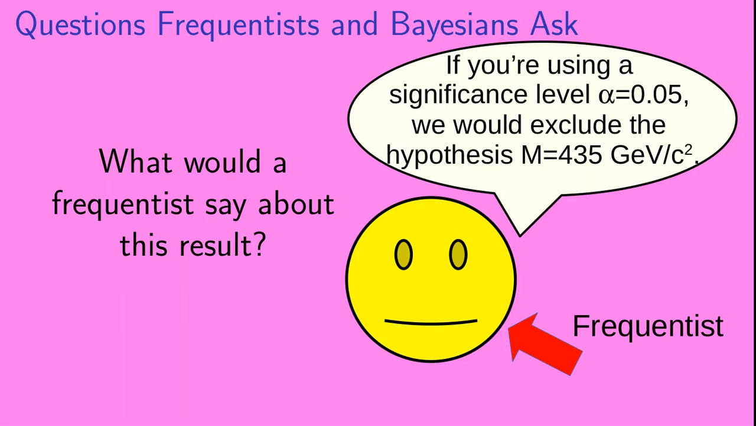We should note that here, saying that alpha is equal to 0.05 is just another way of saying that we choose to exclude the hypothesis if the measured result falls farther from the prediction than 95% of trials would. Alpha equals 0.05 is a fairly common choice.